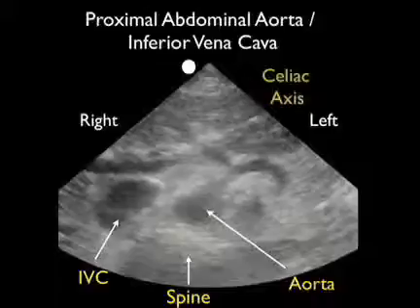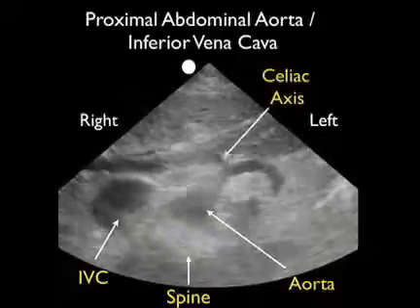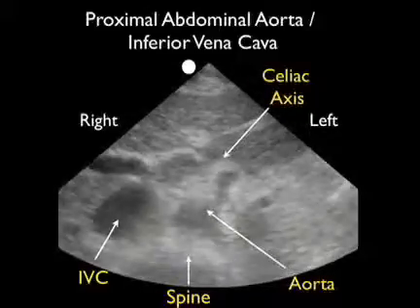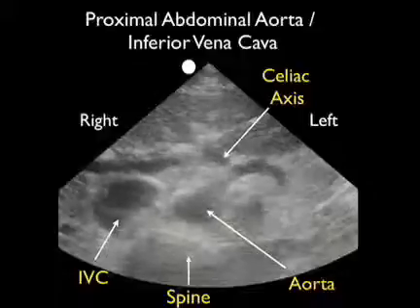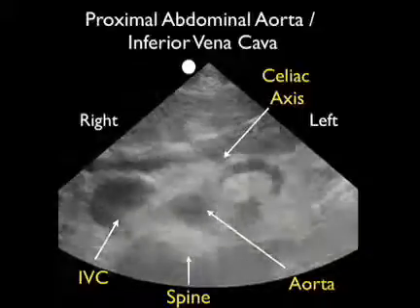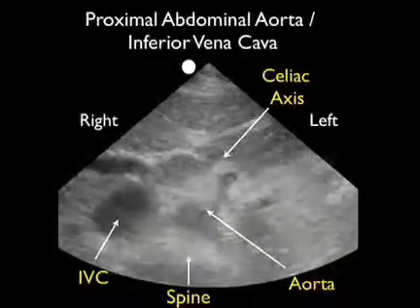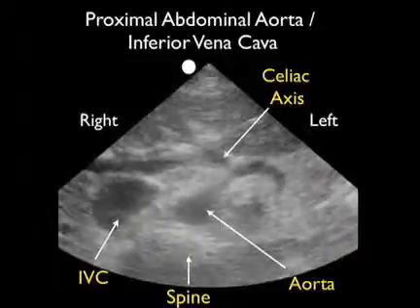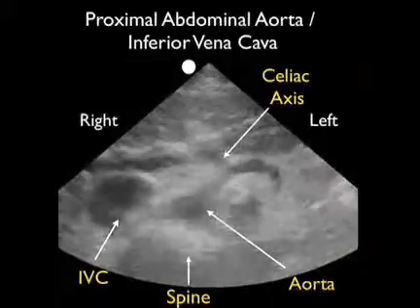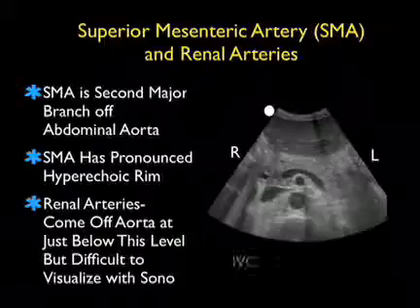Notice as we scan through the aorta, we see the celiac axis or the seagull sign coming off, and that would be made up of the hepatic artery going to the right side, and to the patient's left, the splenic artery. So the seagull sign here, well seen on bedside ultrasound.